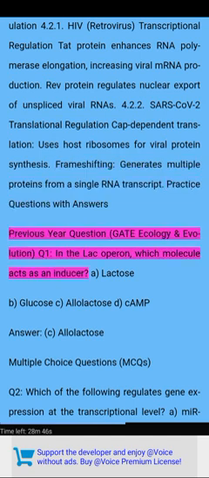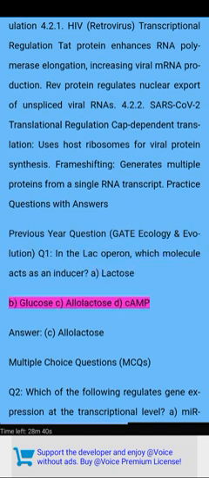Practice questions with answers. Previous year question, GATE Ecology and Evolution, Q1. In the lac operon, which molecule acts as an inducer? A. Lactose. B. Glucose. C. Allolactose. D. cAMP. Answer: C, Allolactose.